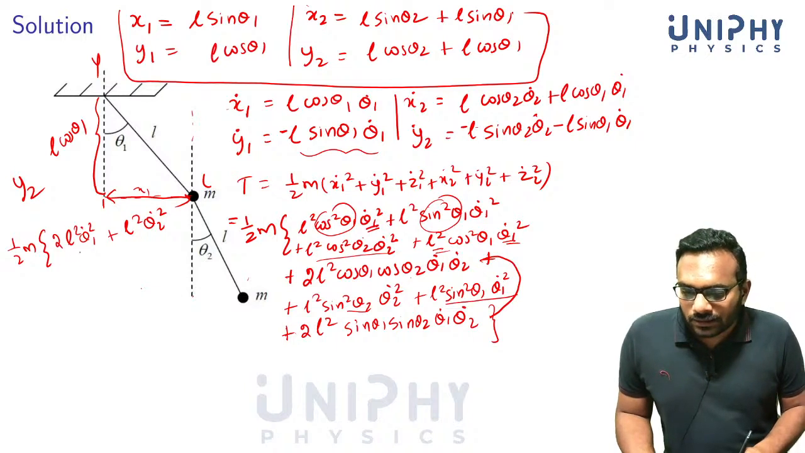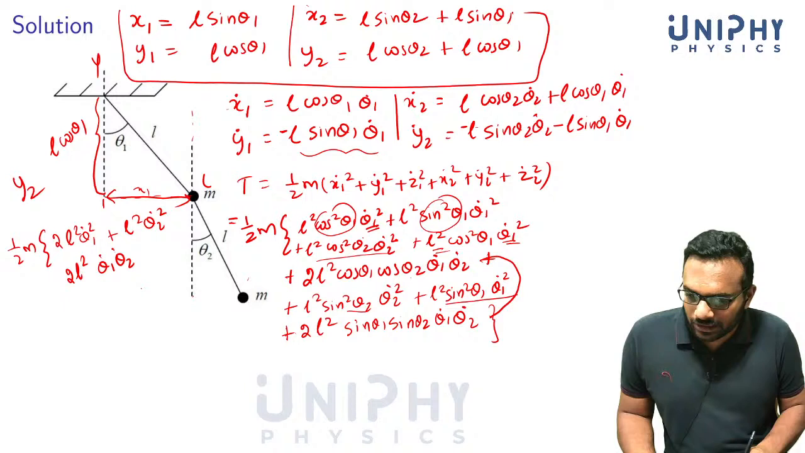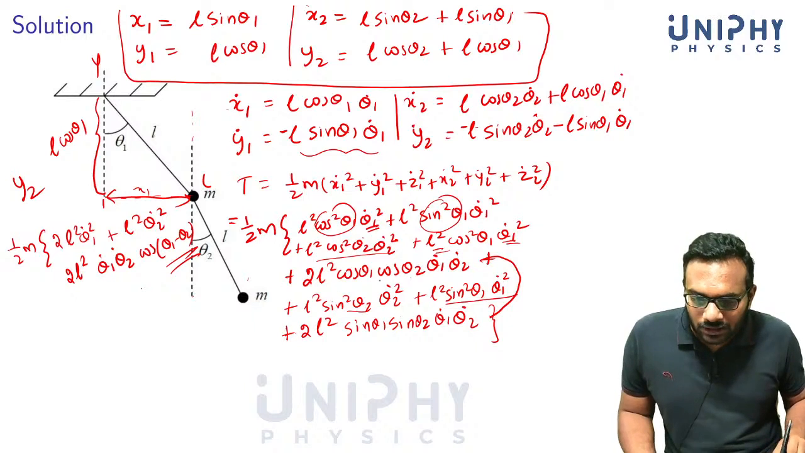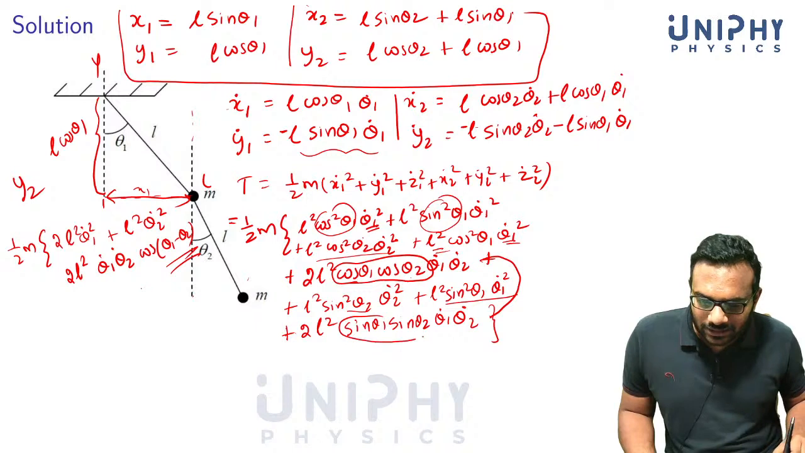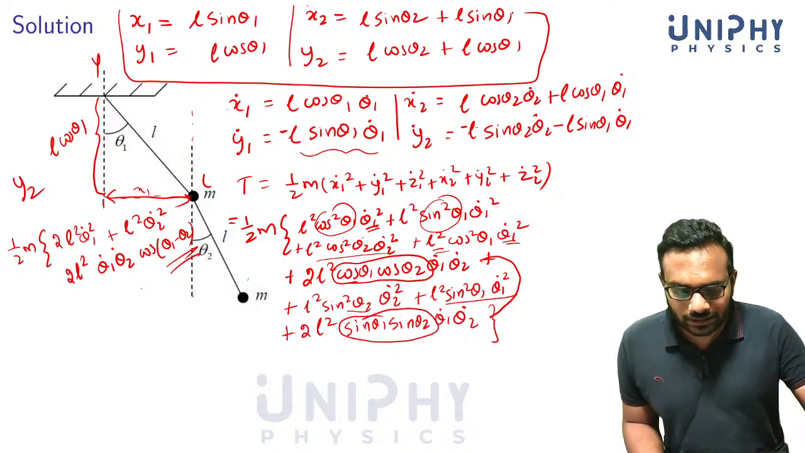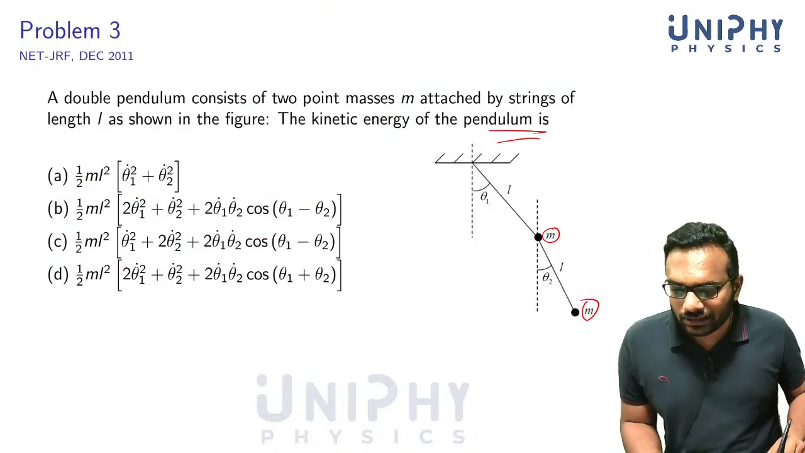Okay. So this is just cos. You have got this 2 L square theta 1 dot theta 2 dot, and this would be cos(theta 1 minus theta 2). This is the thing, because cos theta 1 cos theta 2 plus sin theta 1 sin theta 2 is cos(theta 1 minus theta 2). Okay. That is the thing. So we have got the answer here.